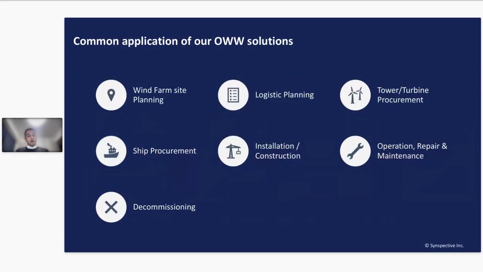And next, I'd like to talk about some common applications of our OWW solutions. Most of our clients use our offshore wind and wave solutions for wind farm site planning, for planning of different logistics, for procurement of offshore wind towers and turbines, for procurement of ships, and for procurement of other materials related to the offshore wind sites. They also use our solution for installation and construction of offshore wind facilities, for repair, operation, and maintenance of these facilities. And some of our clients also use our solution for decommissioning of offshore wind facilities.